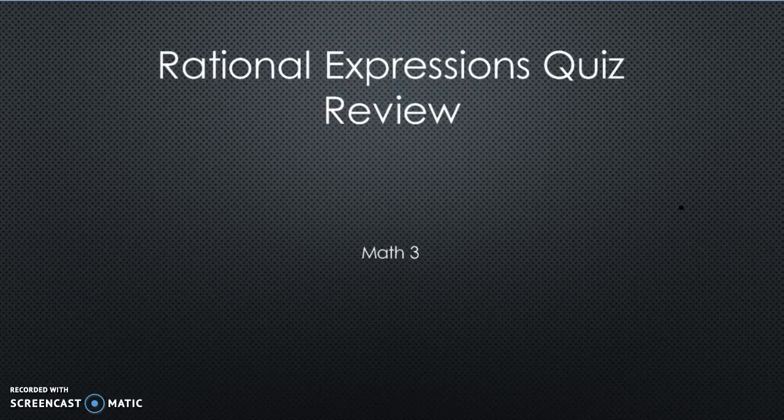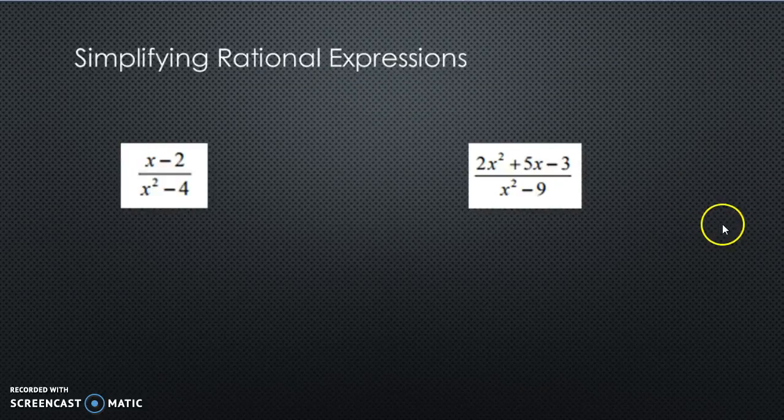For this video, we're going to look back over everything that's going to be on our upcoming quiz, and we've been looking at rational expressions. We started with simplifying rational expressions, and for everything that we've done so far, if we have a quadratic or anything that has something in common, we have to factor, whether it's a GCF, difference of squares, grouping, whatnot.